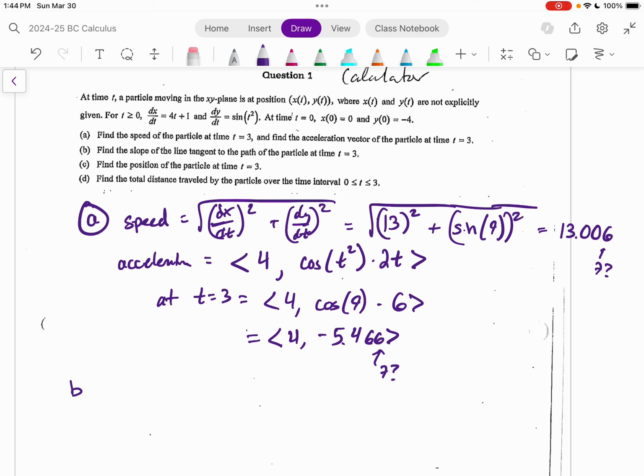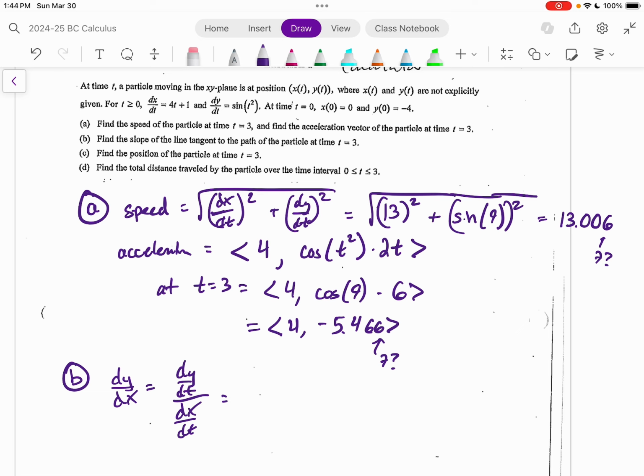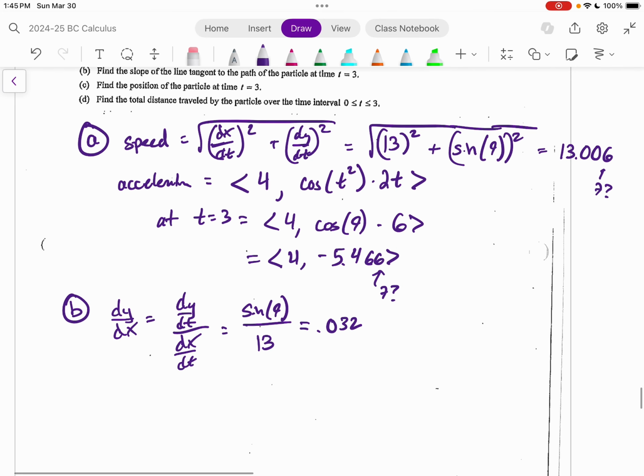Okay. So B, find the slope of the tangent line to the path of the particle at time t equals 3. Well, that's just going to be dy/dx, which is dy/dt over dx/dt, right? And dy/dt, we already found these things, right? This is sine 9, and this is 13. Right, that's how fast those things are changing. Right, this is going to be small. It's 0.032 or something.